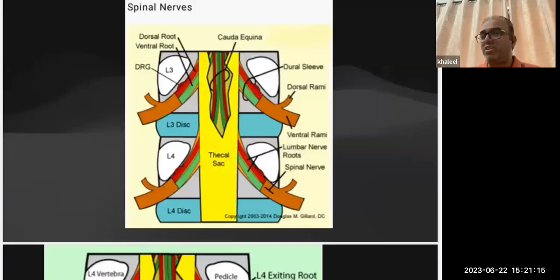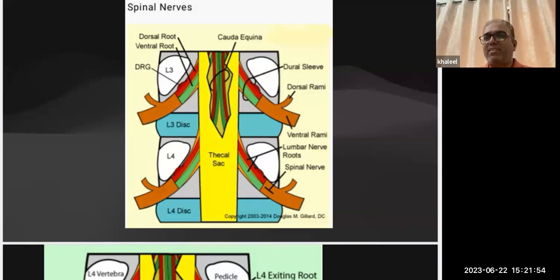So this is a structural diagram of the spinal nerves. If we see, this is the pedicle, and this is the pedicle. This is the L3 vertebra, this is the L4 vertebra, this is the pedicle of L3, and this is the pedicle of L4. When the nerves come out, they actually take the dural sleeve as well. So while we are doing transforaminal epidural injections, if our needle goes too deep, we can encounter the dural sleeve and maybe cause a subdural injection. So we must keep these structures in mind while we are doing the interventions.